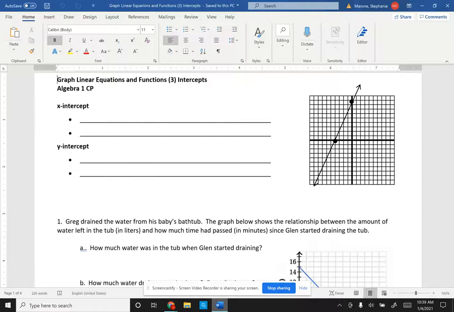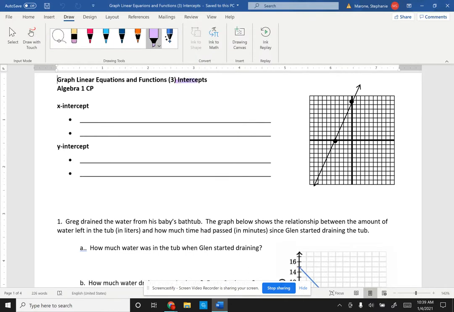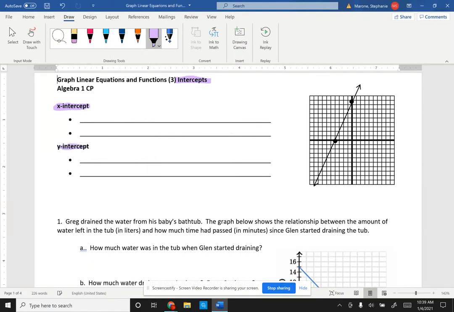The last quiz you took, you graphed lines with a t-chart or a table of values, whatever you want to call it. And now we're going to graph these equations and functions with intercepts. There are two different intercepts. There is an x-intercept and there is a y-intercept. We'll figure out how to find both of those.